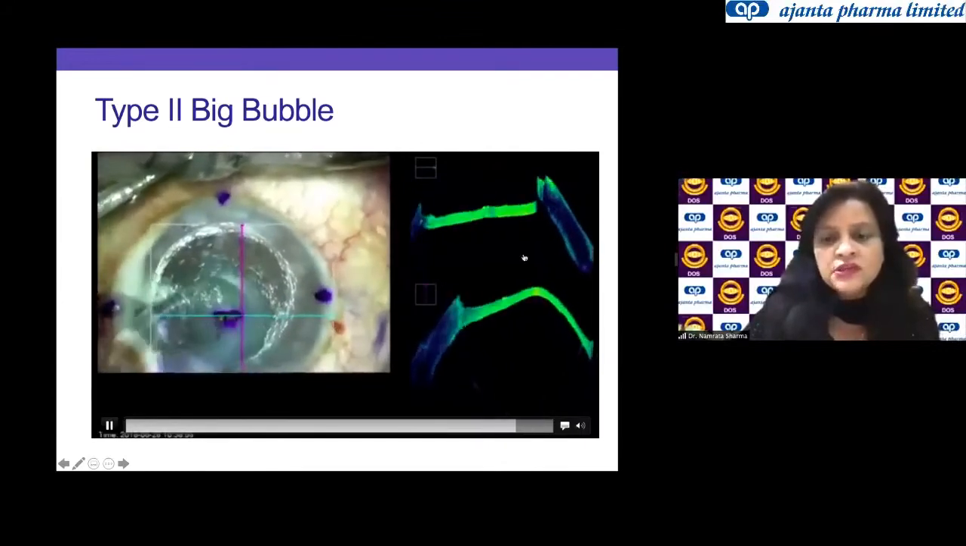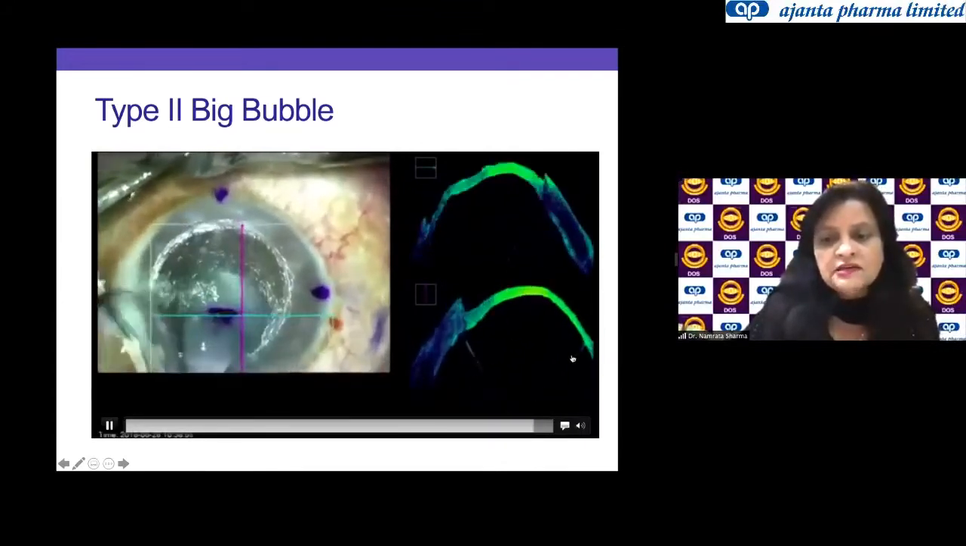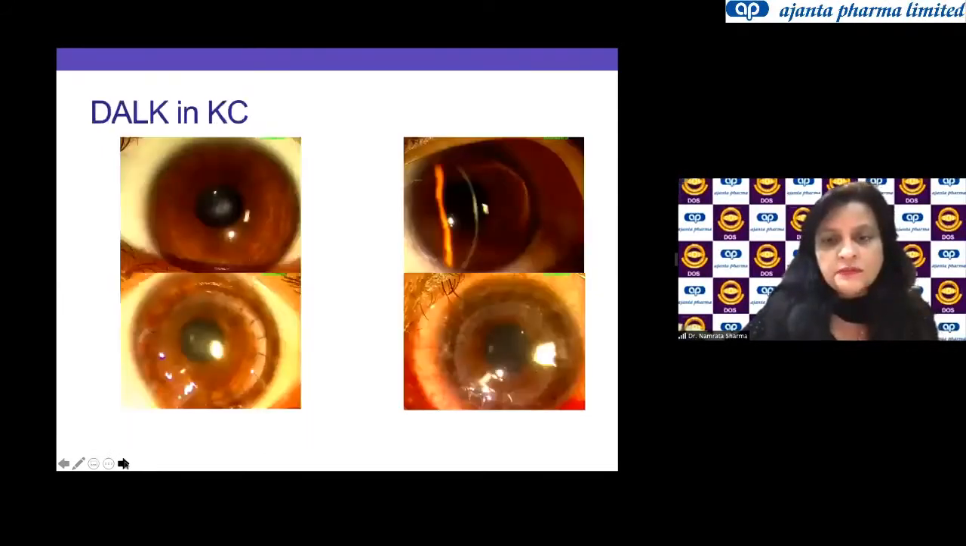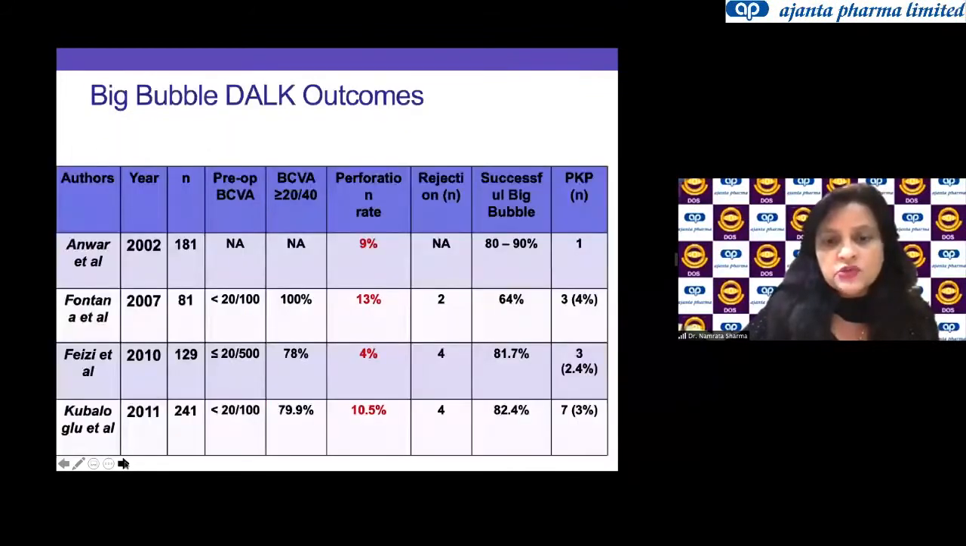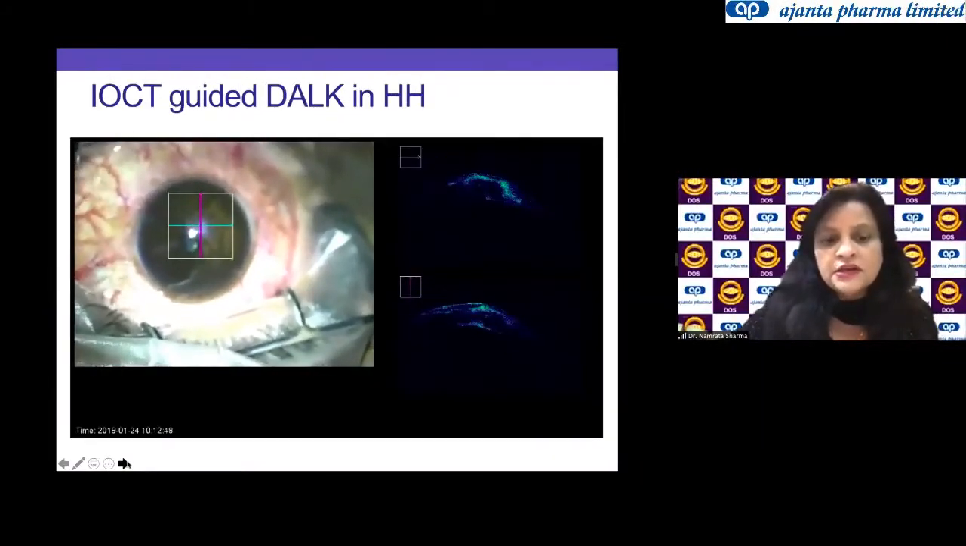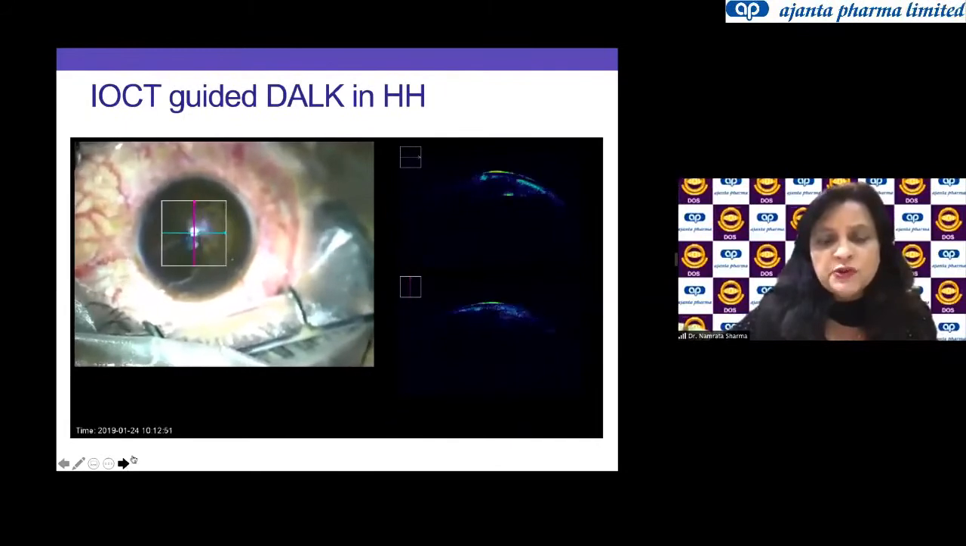Here it moves in a split second, and then again one can do the case similarly by putting viscoelastic in the supradescemetic compartment. These are some of the cases which do very well. Now, with the big bubble technique, the chances of perforation range between 4 to 11% or 13%. And so that is why options have come up so that the chances of perforation are not there.